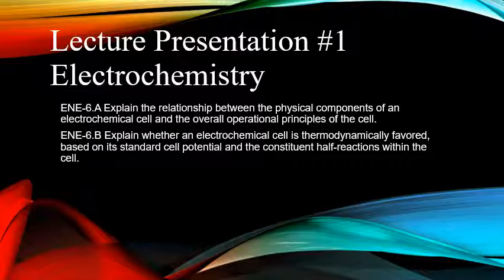During this unit, we will be explaining the relationship between the physical components of an electrochemical cell and the overall operation principles of the cell. We will explain whether an electrochemical cell is thermodynamically favored based on its standard cell potential and the constituent half reactions within the cell. This first video is going to focus on the spontaneous processes dealing with the creation of a voltaic or a galvanic cell.